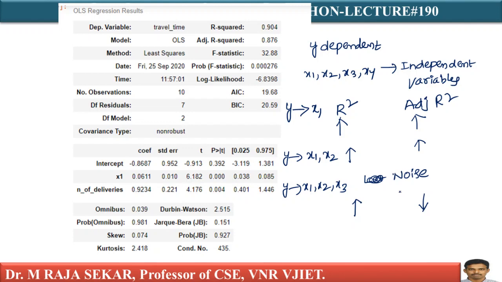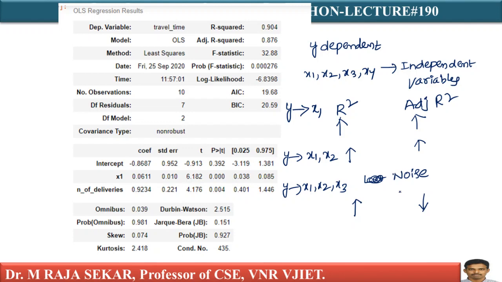This is a hint for us that the variable which you added is not helping to explain the model. Instead of that, it is deteriorating it. It is disturbing the existing model, the existing relationship. So x3 should not be added. That is the meaning of the adjusted R squared value.